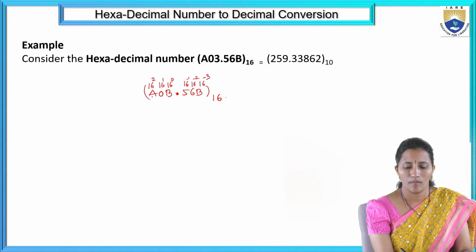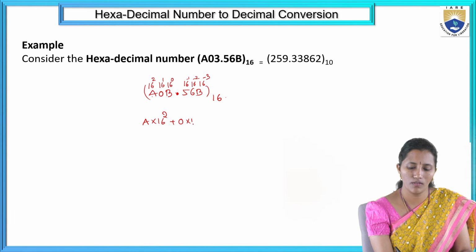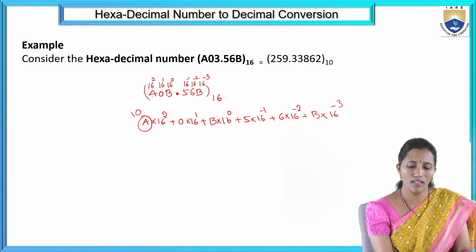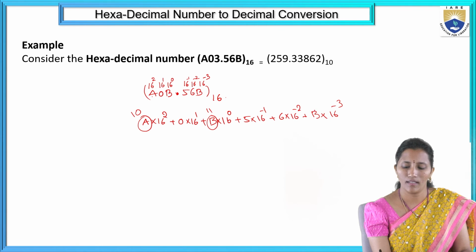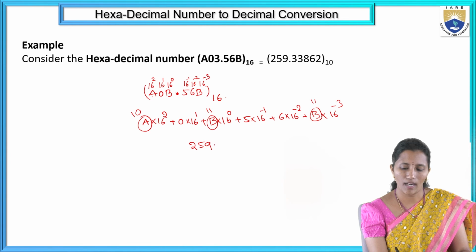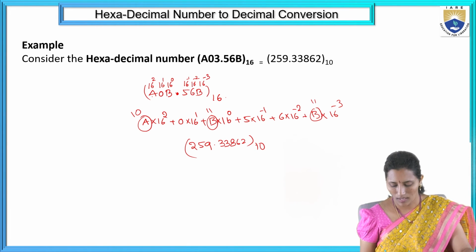So here multiply A into 16 power 2 plus 0 into 16 power 1 plus 3 into 16 power 0 plus 5 into 16 power minus 1 plus 6 into 16 power minus 2 plus B into 16 power minus 3. So A value is here 10, B value is here 11. Multiply these values, add them, and you will get the hexadecimal number's decimal value.